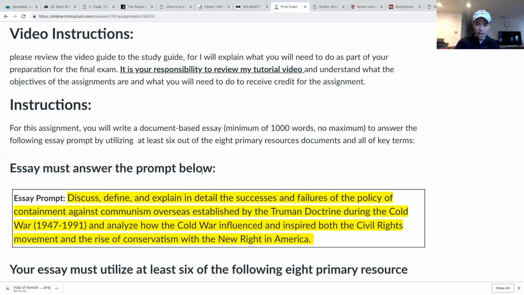Now, if you define that as the goal, then it makes it easier for you to figure out, well, if that's the game plan, then how does the Truman Doctrine in Europe, in Latin America, in Asia measure up? That's what you're going to be looking for in terms of the Truman Doctrine. So in the introduction, I would lay out the parameters, the goals of the Truman Doctrine, okay?